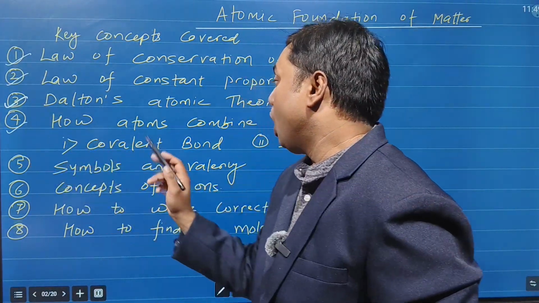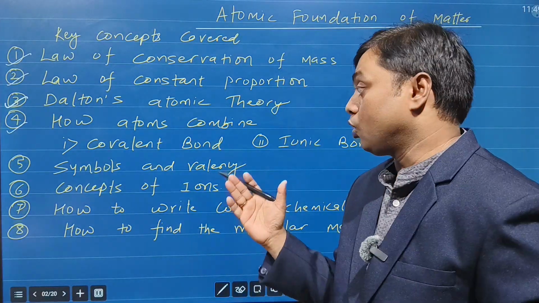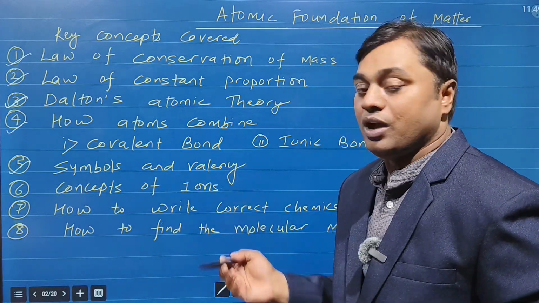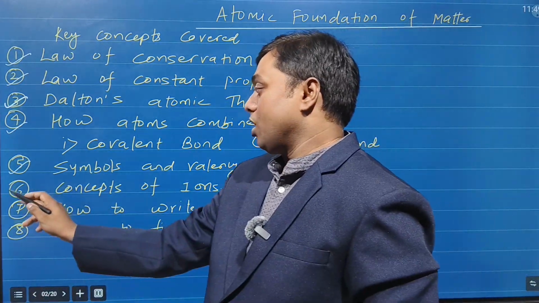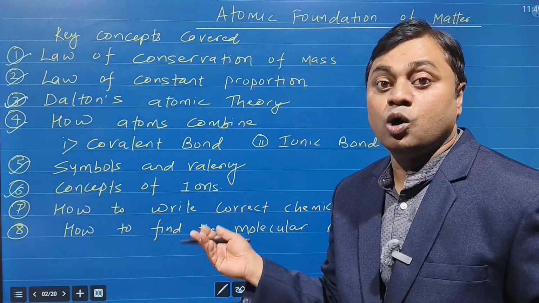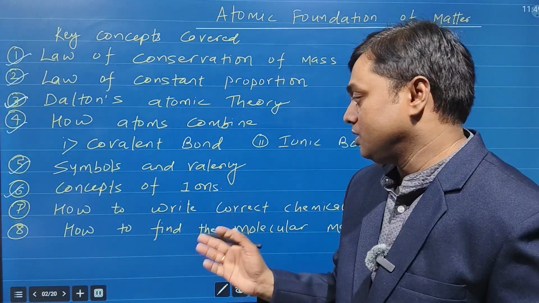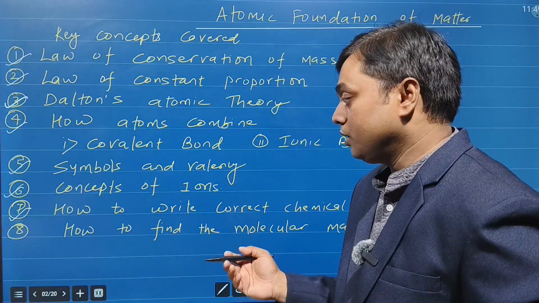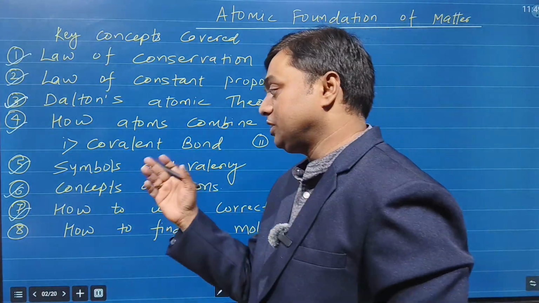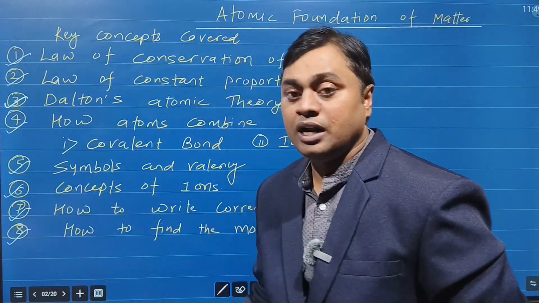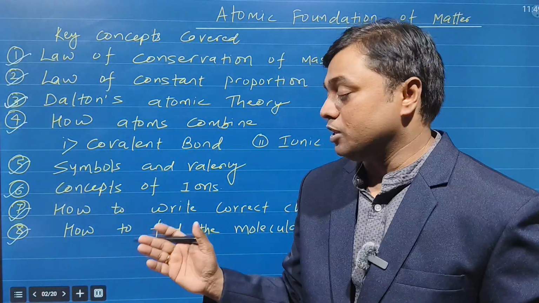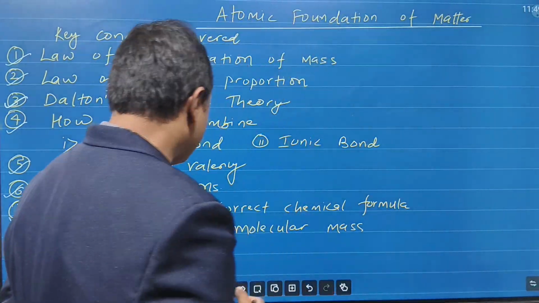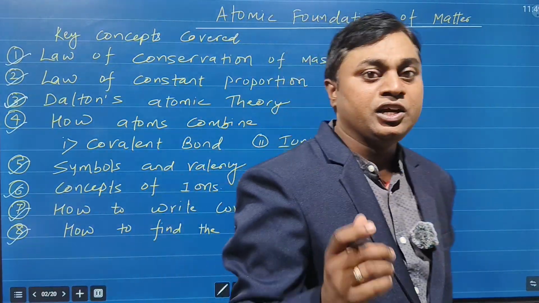Next we will learn how atoms combine, that is concepts of covalent bond and ionic bond. Next, we learn about the symbols and valencies, concepts of the ions, how ions are formed, cations and anions, and how to write a chemical formula, and how to find the molecular mass. These are the key concepts we are going to learn. At the end, we will summarize the chapters. We will also learn the difference between the ionic compound and covalent compound. So please watch the video till the end. You will understand each and every concept.